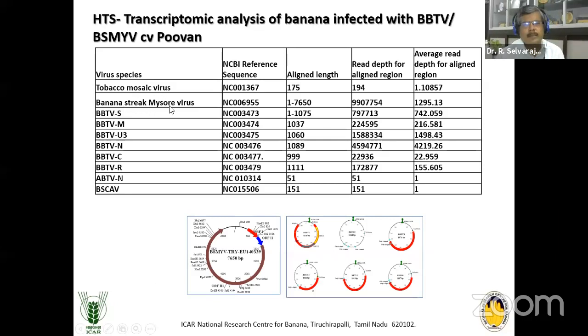Then again, for banana streak Mysore virus, we got a very huge number of reads and the entire genome. We also got all six components of banana bunchy top virus, and we could see the ratio of each component in the sequence from the HTS. This was done on the Illumina platform.